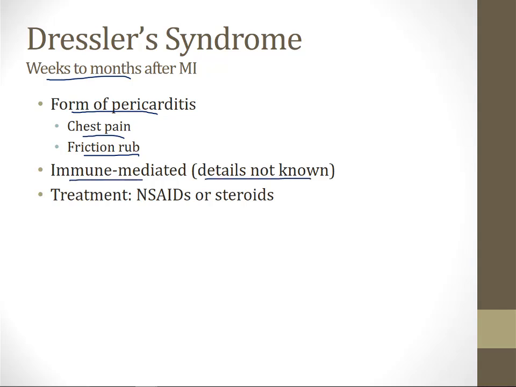Something about the ischemia triggers an immune reaction against the pericardium in a subset of patients, and that immune reaction takes several weeks or months to develop. And the treatment is the same as for other forms of pericarditis. It's with nonsteroidal anti-inflammatory drugs or steroids or the medication colchicine.